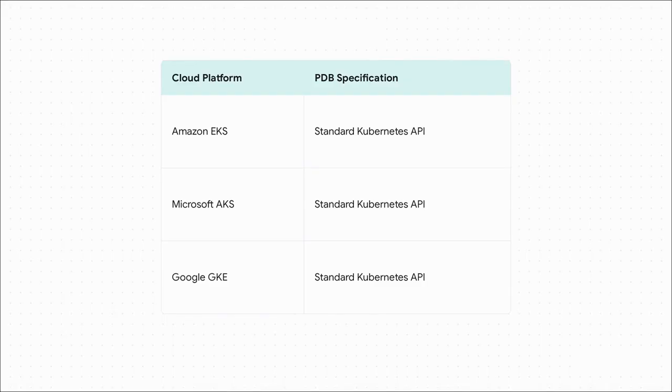And here is the absolutely beautiful answer. Because the Pod Disruption Budget is a core, standard part of the Kubernetes API, it works exactly the same everywhere. The same PDB manifest you write for your cluster on-prem is the exact same one you apply to EKS, AKS, and GKE. No vendor tweaks, no special configs, just pure, portable Kubernetes resilience. This is a massive win for multi-cloud.